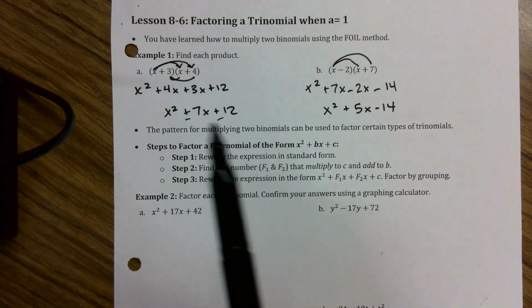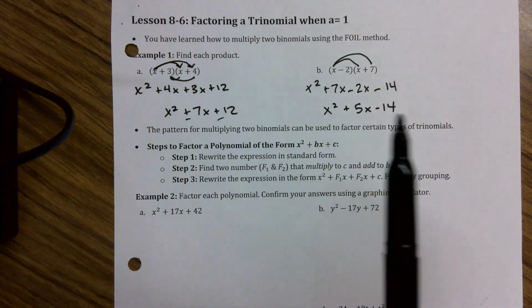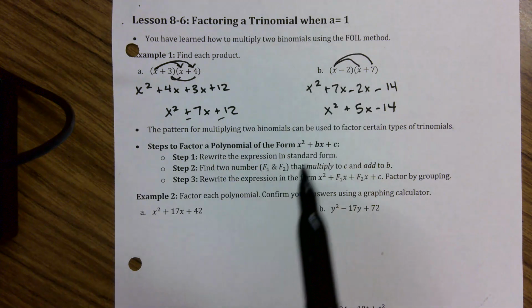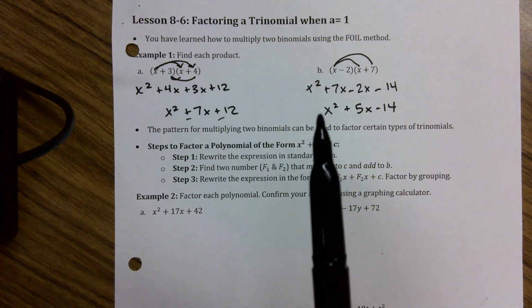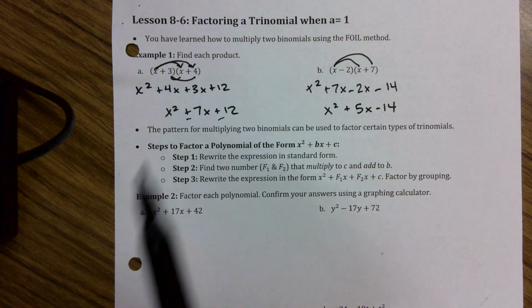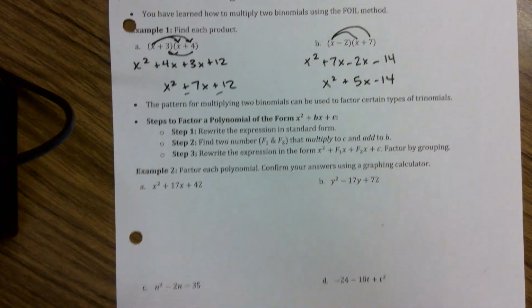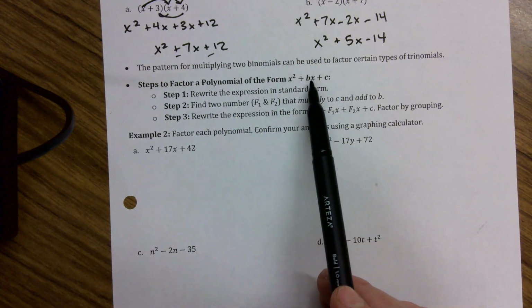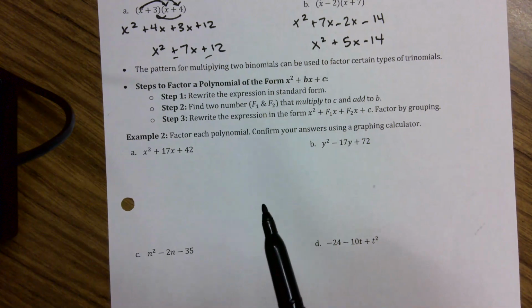These are called trinomials: 1, 2, 3. Factoring a trinomial where a is 1. And what is a? A is the number in front of x squared. So technically there's a 1 here and there's a 1 here. So it says steps to factor a polynomial in the form of x squared plus bx plus c. Well, b represents a number and so does c.